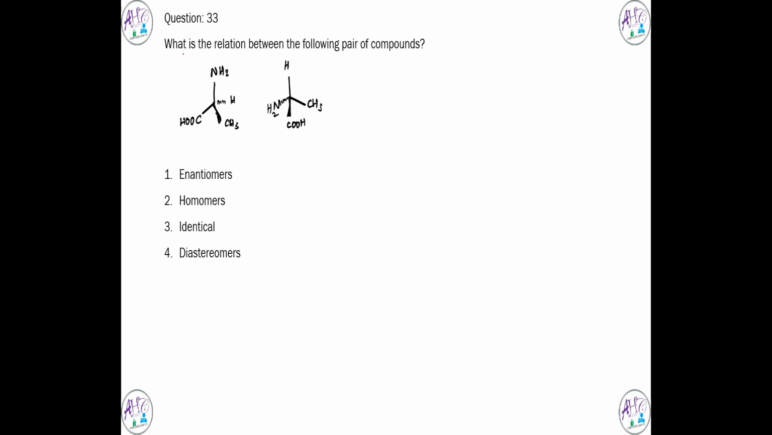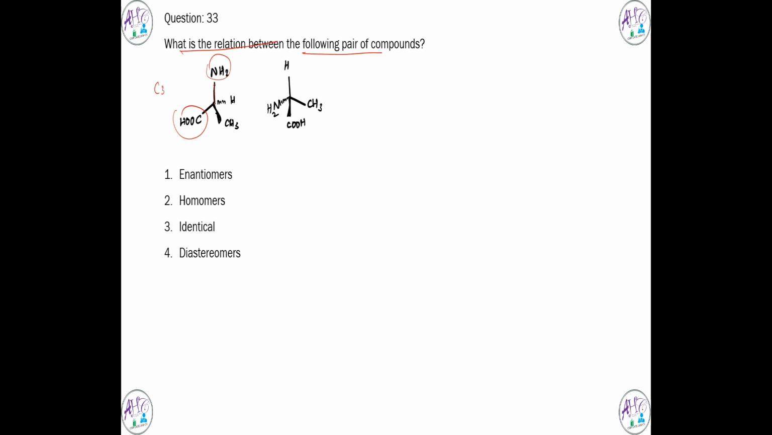33. What is the relation between the following pair of compounds? They have given a compound. What is actually seen? You can see that here NH2 and acid were in plane, and in the second compound these two are not in plane. So what could have happened? Either we can rotate the bond. If I say I'm going to rotate this bond, what can we possibly do? We can rotate the bond by a C3 axis.